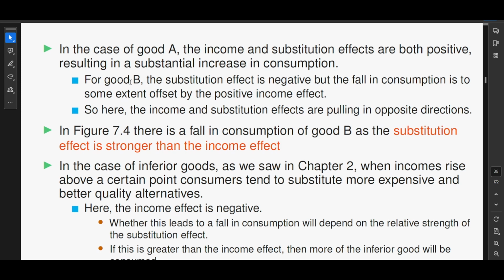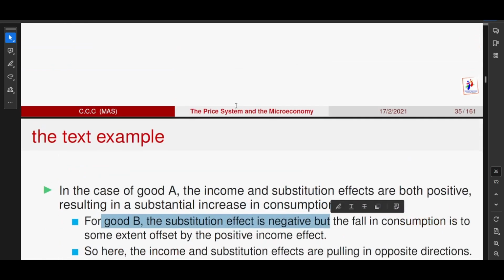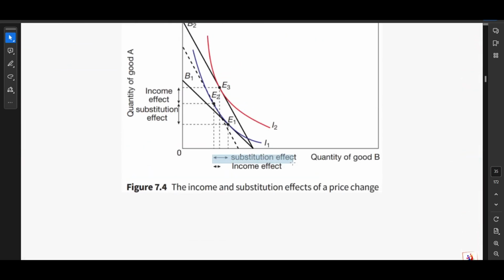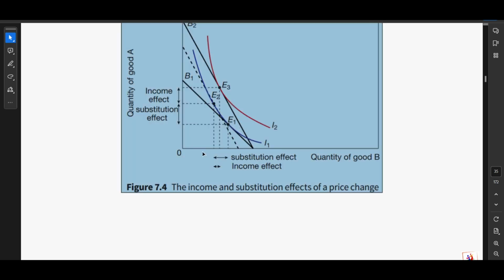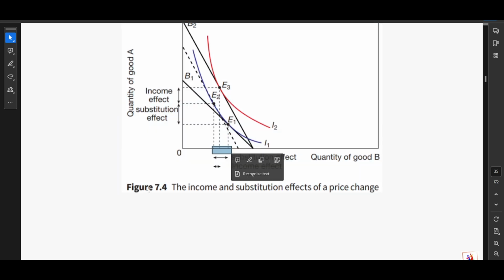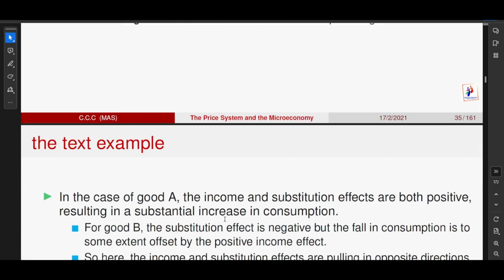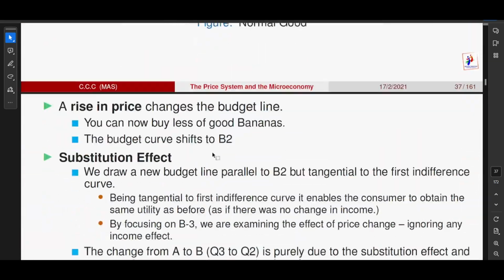What we're saying is that this part is correct. The substitution effect for good B is negative. Why is it negative? Because there's a fall in the quantity, right? Let's say this was 100 and we now move to, let's say, 80. So there's a fall of 20. This is negative because the quantity consumed has fallen by 20. You have decreased your consumption of banana by 20. So the substitution effect is negative, right?